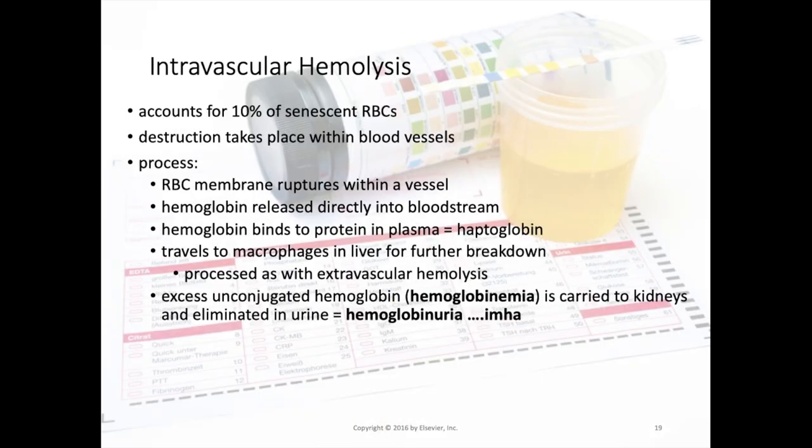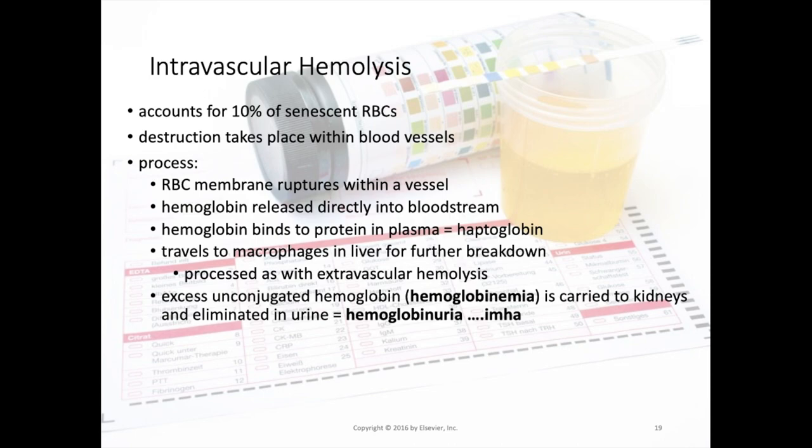Intravascular hemolysis is a bit different. It accounts for about 10% of senescent RBCs. The destruction takes place within the blood vessels. The process: the RBC membrane ruptures within a vessel. Hemoglobin is released directly into the bloodstream. Hemoglobin binds to protein in the plasma and it becomes haptoglobin. Travels to macrophages in the liver. Okay, little Kupffer cells in the liver, which are specialized macrophages that always stay in that organ. And it's processed as with extravascular hemolysis.